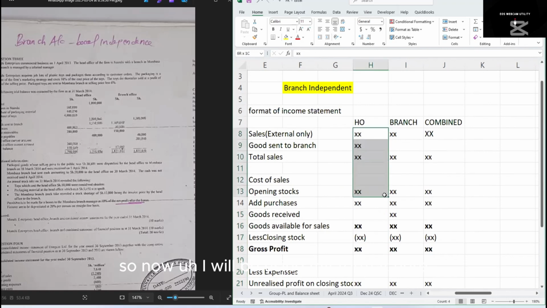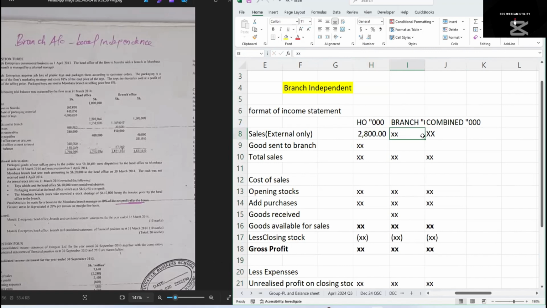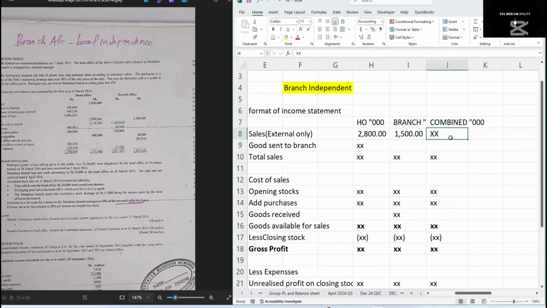So now I will be using my format here, but you will write a new one. Now, sales, we have been told external only. So we have how much for the head office? Remember we cut 3 zeros. Yes, so 2,800. So we have 2,800, and then the branch is how much? 1,500. Combine the two. So combine this plus this, gives us 43.